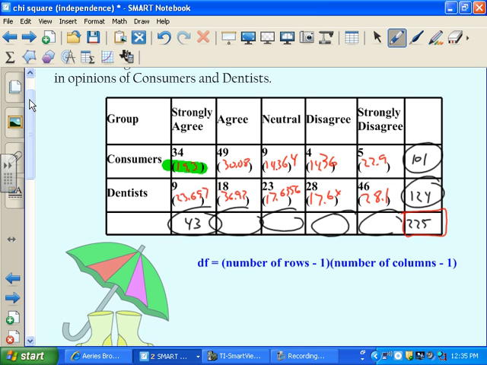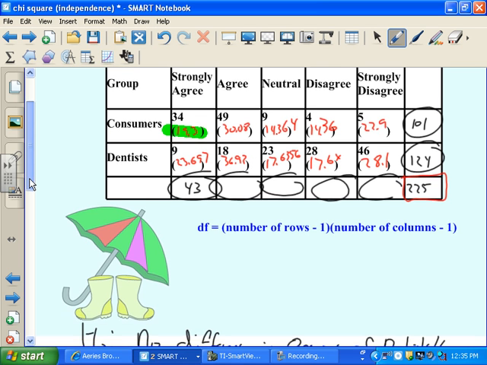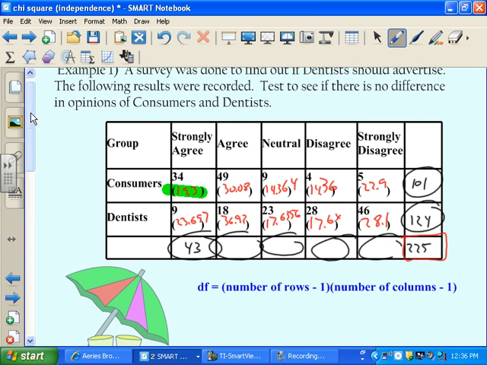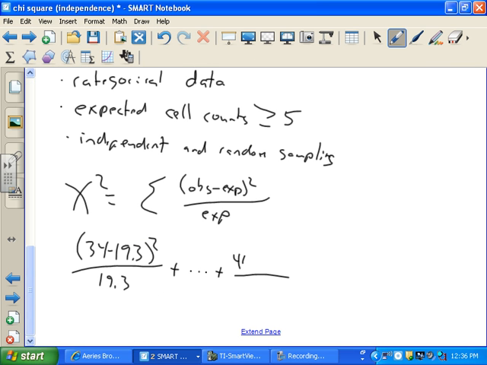So start the pattern. The first one is going to be 34 minus 19.3 squared over 19.3. I'm going to go plus dot dot dot, establish that pattern, and this is fine. I will end with 46 minus 28.1 squared divided by 28.1. Okay?